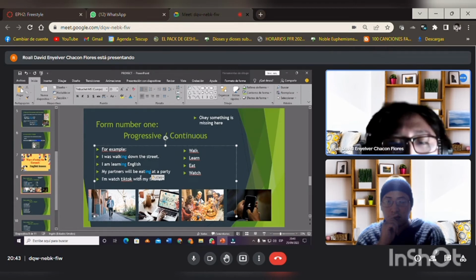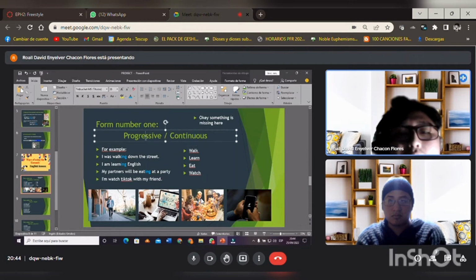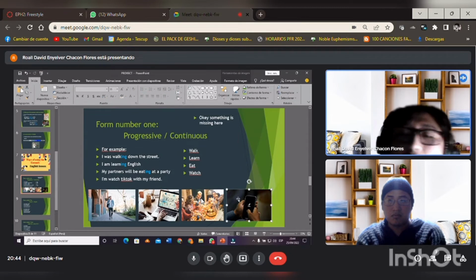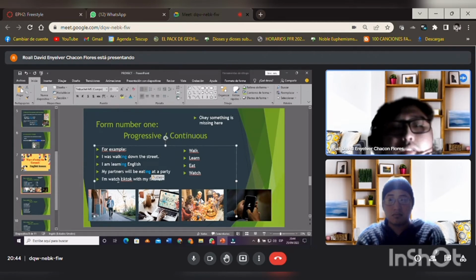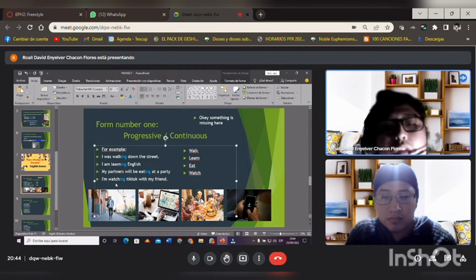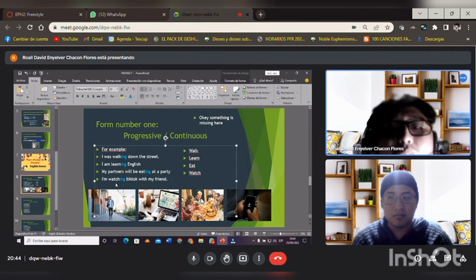The final example sentences for the progressive and continuous. From number one, the gerunds: I am watch TikTok with my friends. See picture number four, the refill. Something is missing here. The progressive continuous verb is watch, and we add ing. I am watching TikTok with my friends.